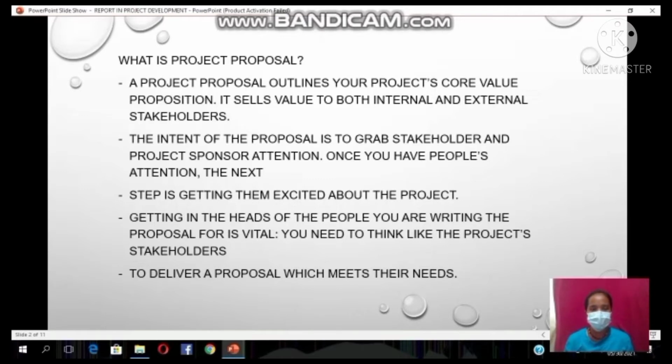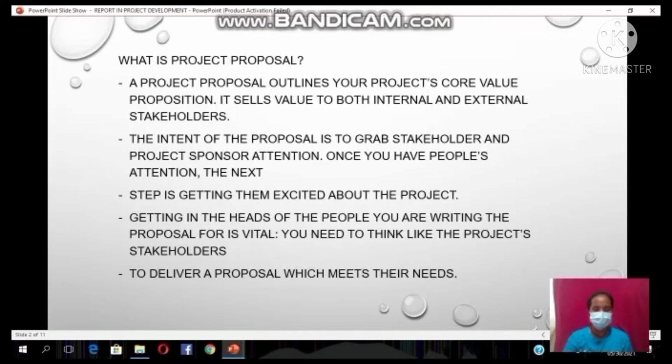What is a project proposal? A project proposal outlines your project's core value proposition. It sells value to both internal and external stakeholders. The intent of the proposal is to grab stakeholder and project sponsor attention.